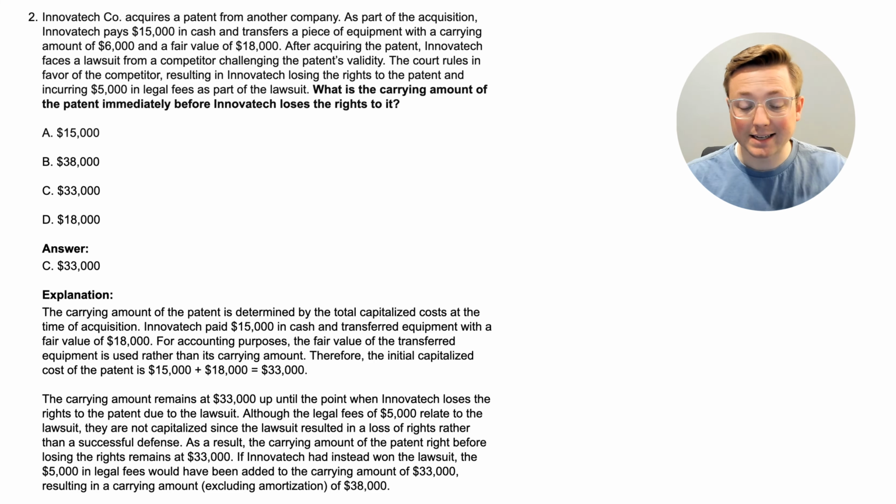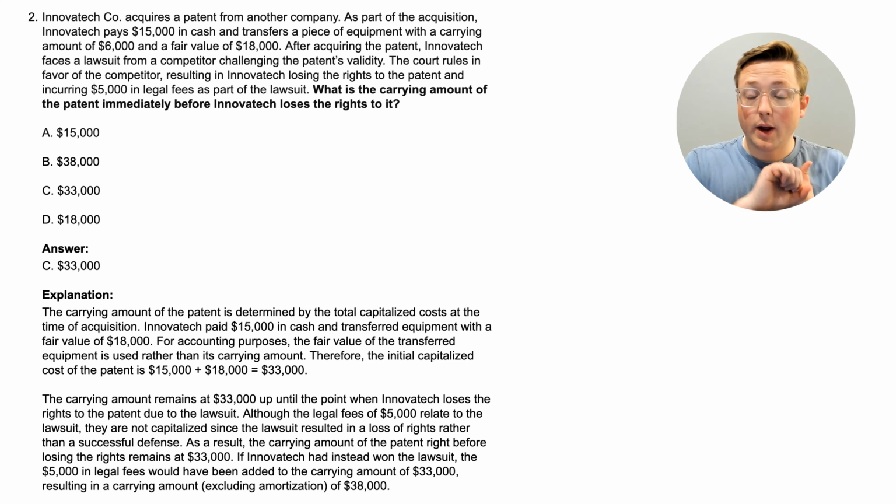If Innovatech had instead won the lawsuit, the $5,000 in legal fees would have been added to the carrying amount of $33,000, resulting in a carrying amount, excluding amortization, we're not taking into account amortization at this moment, of $38,000. So that's a key point that you need to know right there. When a lawsuit happens in defense of an intangible asset, usually it's a patent, but it could be like maybe a trademark as well.